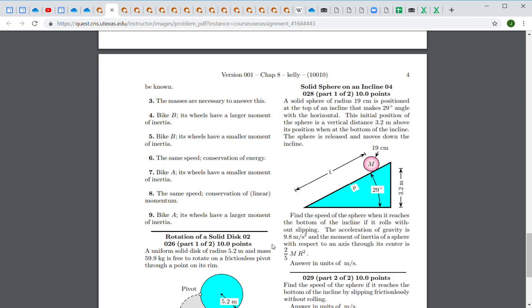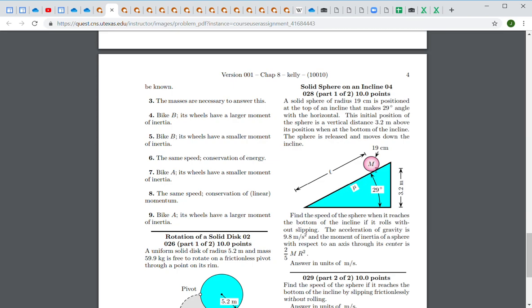Ooh, this is a slog. Okay, last problem in 2 parts. A solid sphere of radius 19 centimeters is positioned at the top of an incline. We're given the angle of the incline. The sphere is released and it moves down the incline. It rolls without slipping. It moves a distance of 3.2 meters down.